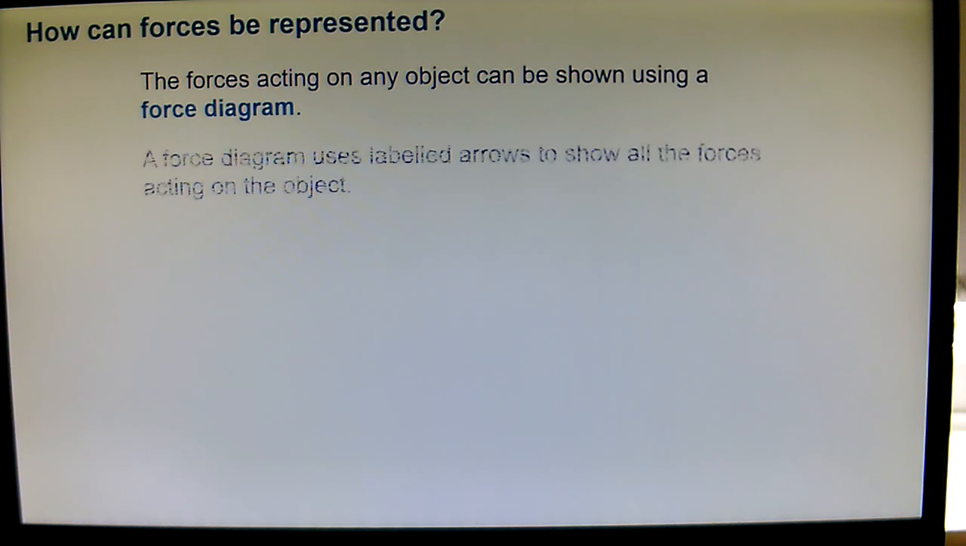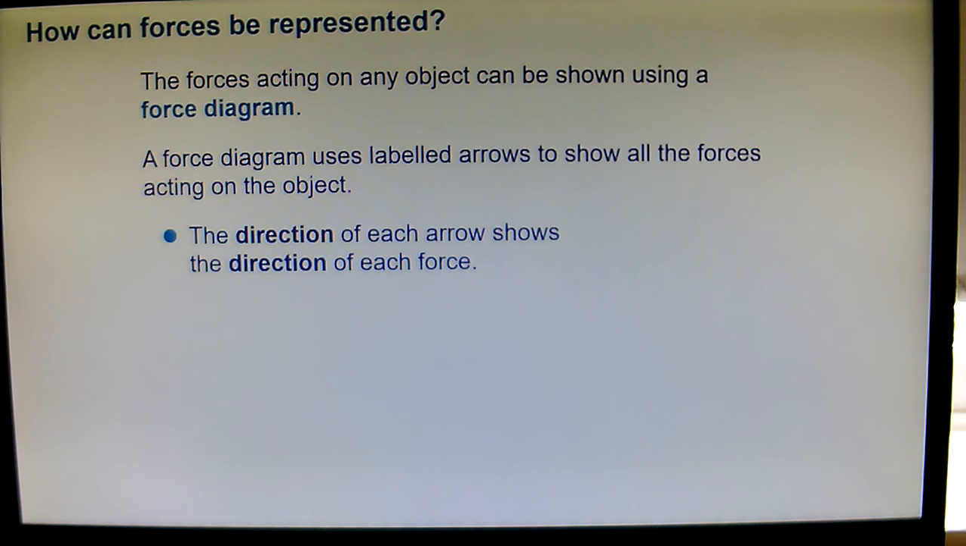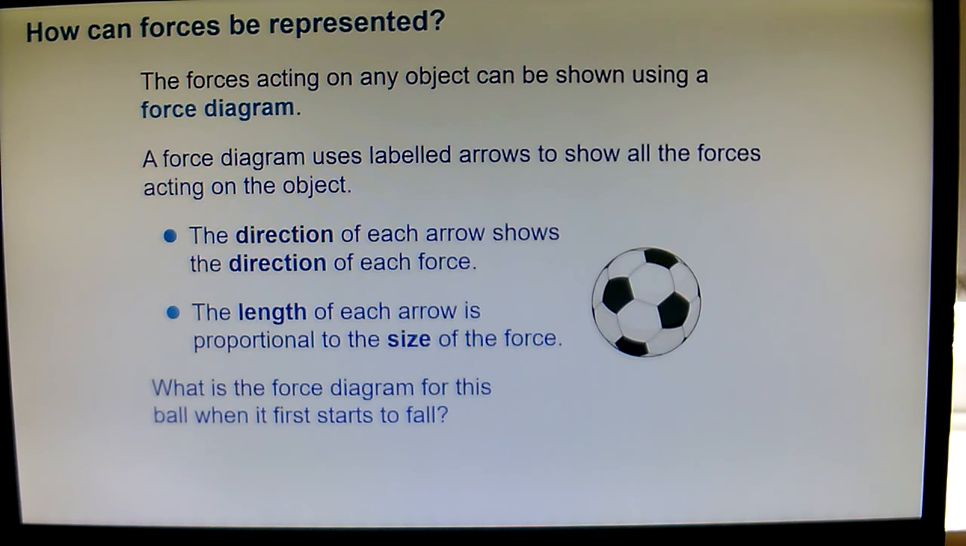Right, okay, so just recapping what we said, we need to show the arrows. The direction of the arrow shows the direction of the force, and the length or the size of the arrow shows the size of the force. This was the ball that you looked at yesterday. So in this case, the weight, the gravity arrow, is bigger than the air resistance arrow. They're unbalanced, and this ball is going to be falling because the weight force is bigger.